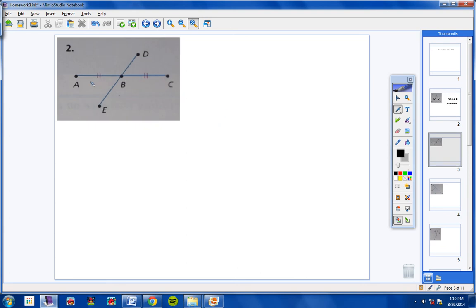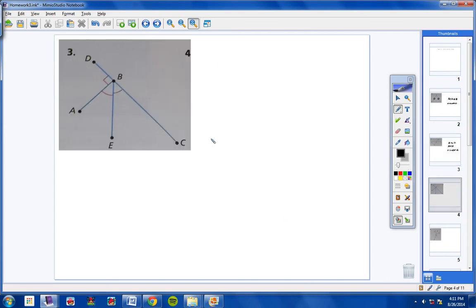Well, I notice this segment here has 2 marks and this segment here has 2 marks. So that means this point right here is the midpoint. So I could say that segment DE is a segment bisector, because it's cutting AC right in half. I can also state that AB is congruent to BC because they're congruent segments. I can also say that B is the midpoint of AC. There we go. Pretty simple.